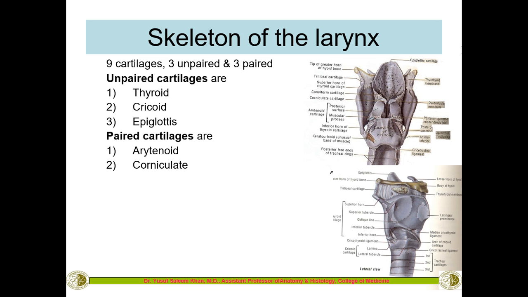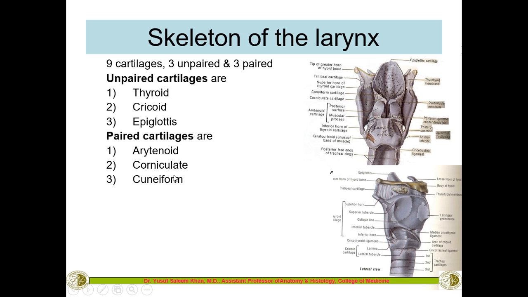Similarly, there are also smaller cartilages. The second type is called the corniculate. Again they are paired. See, these are the corniculate. And a very small one is called the cuneiform. These are very small cartilages seen from behind. So these are the paired cartilages: the arytenoid cartilage, then the corniculate and the cuneiform.